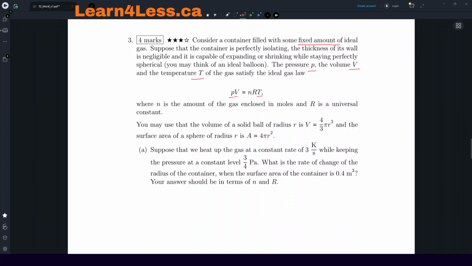And because the gas tank that we are using is spherical, the V here is the volume of a sphere, and they already provided that for us. And we also know the surface area of a sphere has this equation, 4 pi r squared.